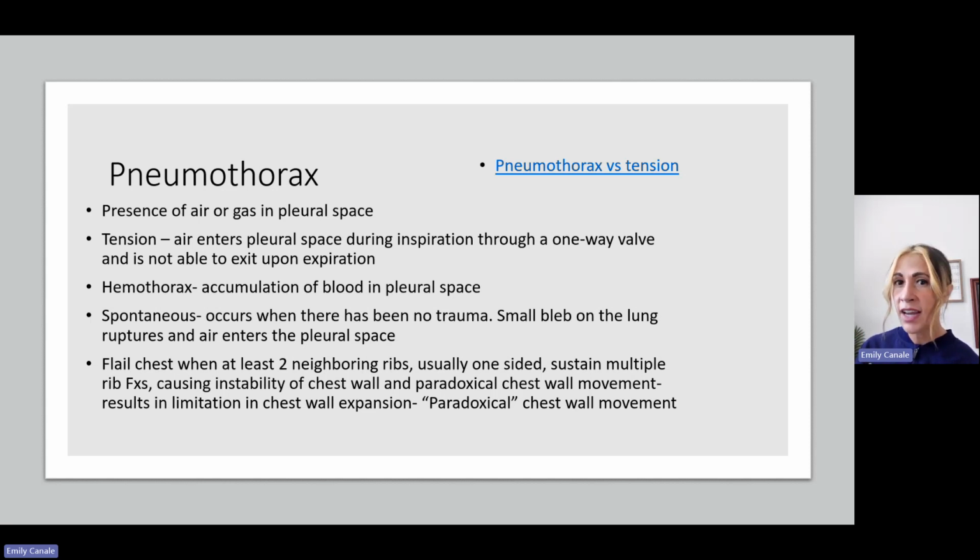So with every inhalation, every breath they take in, that damaged area moves inward. And when they breathe out on exhalation, that section of the chest wall moves outward. So it's kind of different. It looks weird, it looks crazy, but it's due to the ribs being broken. The severity of the injury and the treatment are really going to depend on the extent of the injury.